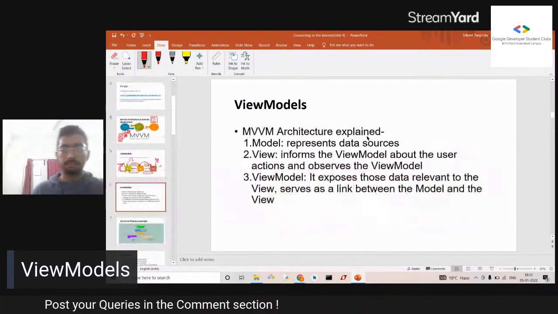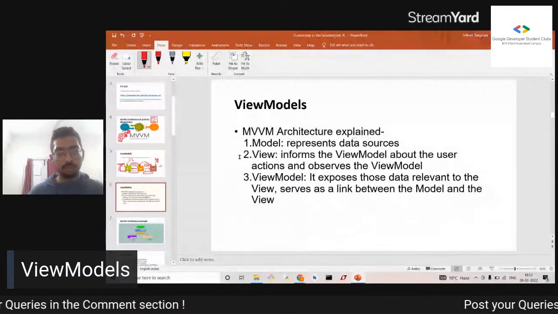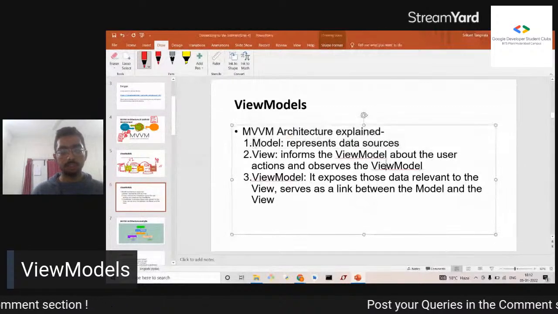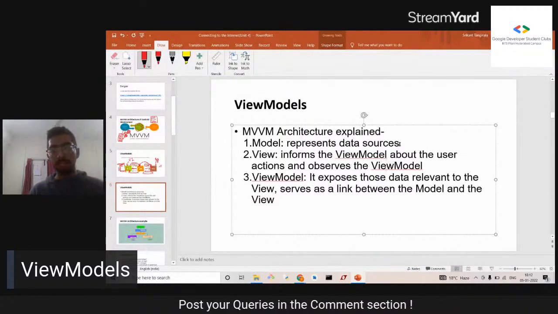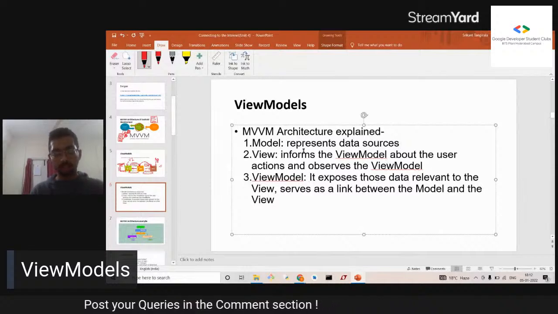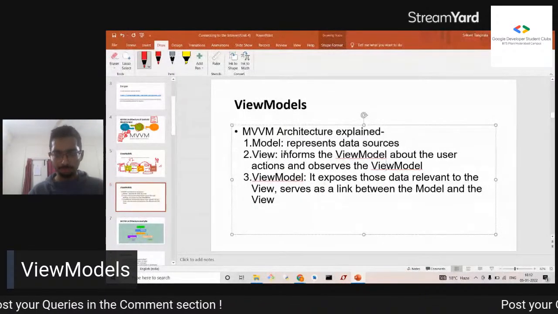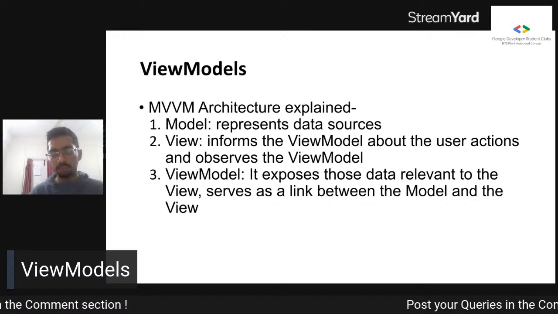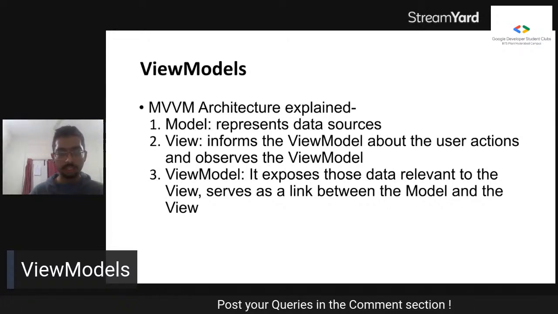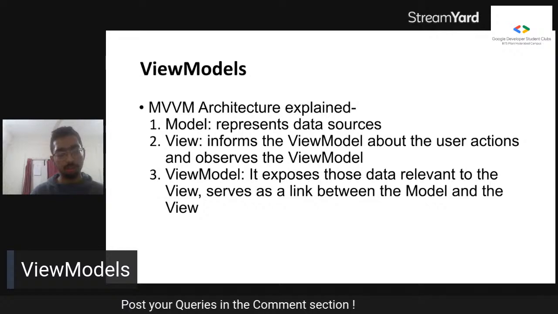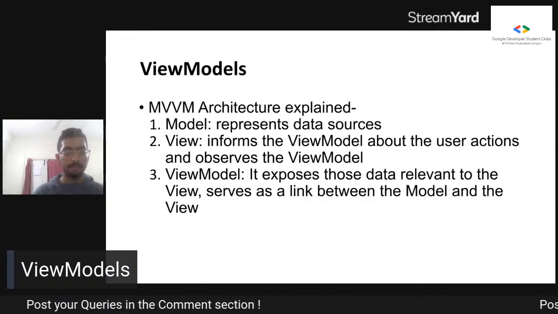So yeah, this is basically what I said. The model represents your data sources. It's an abstraction of the data sources. The view informs the view model if any actions take place, as I explained before, and the view model connects the model and the view in order to keep the app's logic running seamlessly.